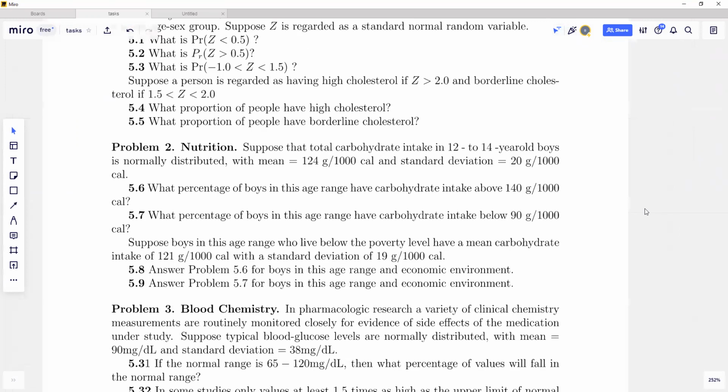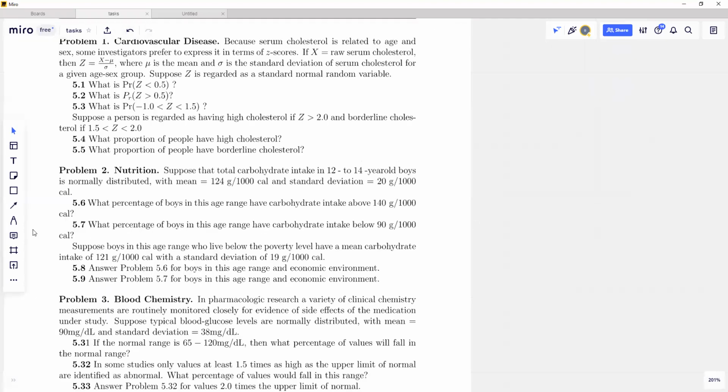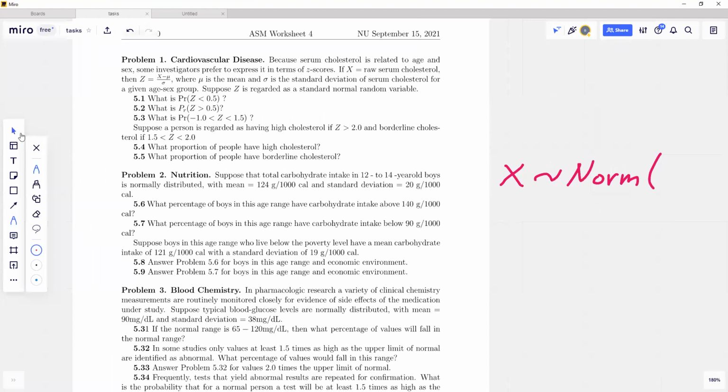Now, next problem. Suppose that total carbohydrate intake in 12 to 14-year-old boys is normally distributed with a mean of 124 grams per 1,000 calories and a standard deviation of 20 grams per 1,000 calories. All right, then let's assume that carbohydrate intake is denoted as random variable X. Then X follows a normal distribution with parameters.